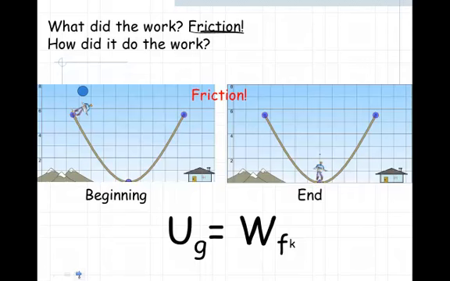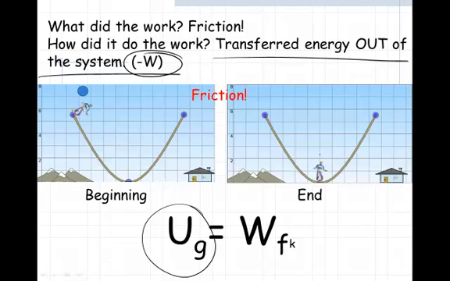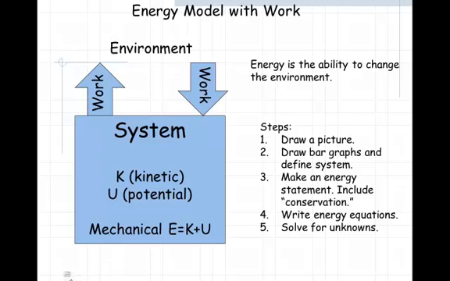How did it do the work? It transferred energy out of the system, and that's considered negative energy, a negative transfer of energy. So our gravitational potential energy transferred out of the system because of work. And we use F sub k to denote that it's kinetic friction that did the work. All right, so this is our complete model of the energy model with work.